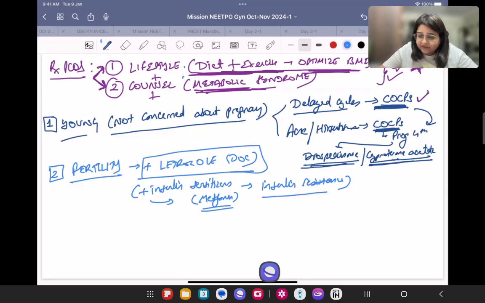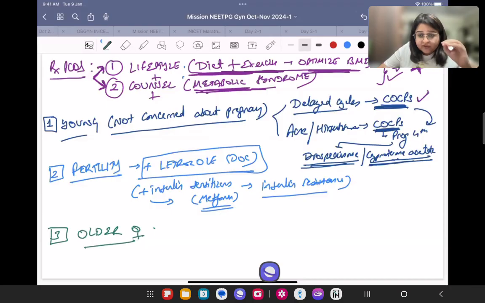Now the third category of patient is the even older one. Okay, like me. So I am a person who has PCOS and I am of that age where fertility is not a concern. I'm not concerned about period. I'm very happy if the period doesn't come. Why take that tension? So now I'm talking about the older woman.